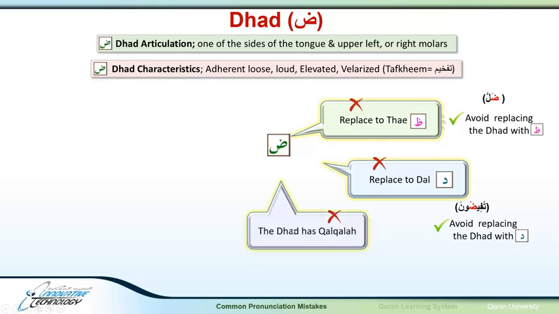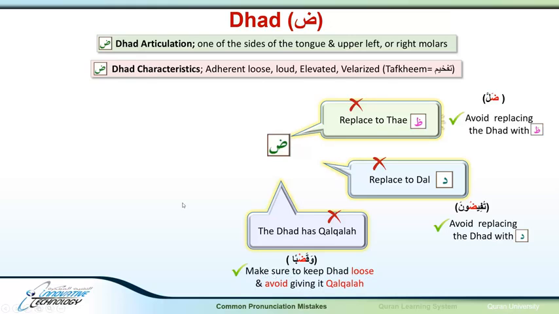A third mistake is giving qalqala to the bad, like this. وقضبا. While the right way of pronouncing it is like this. وقضبا. Without qalqala, without stressing it so much. You have to make sure to keep the bad loose and avoid giving it qalqala.